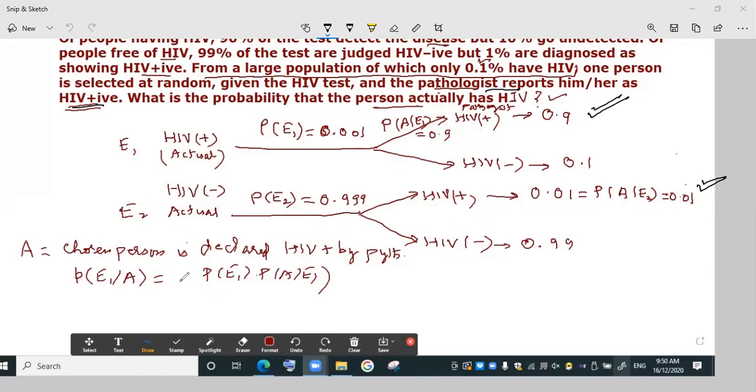Okay. So the probability of A happening, and probability of E1 is this one. Then we can write the probability of E1 into probability of A when E1 has occurred, plus probability of E2 into probability of A when E2 has already occurred, in the denominator.